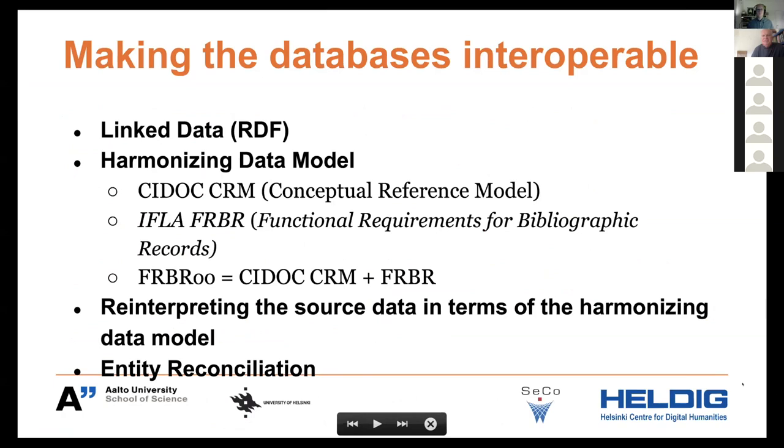Okay, so we were starting with these three very heterogeneous databases about manuscripts. There was a daunting task of making them interoperable. But as the basis of this, we used linked data, so we have identities for objects instead of names. But it took some time to understand the complexities of the source databases.